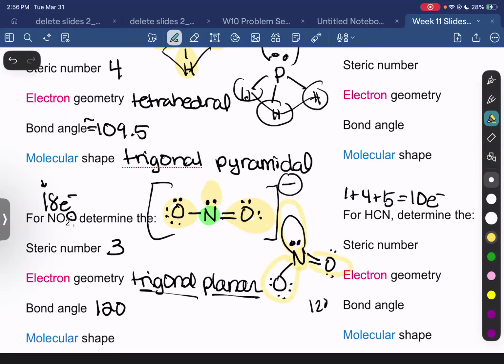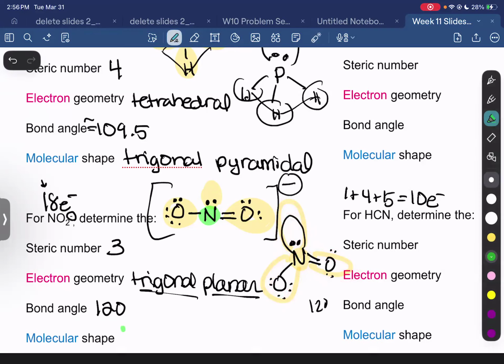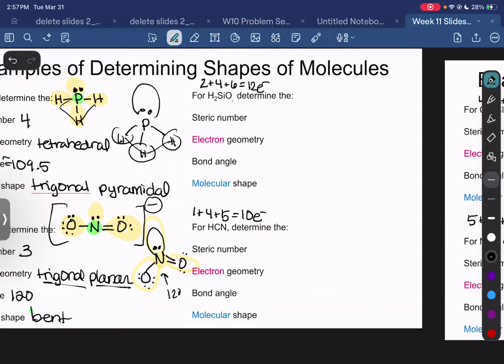Now the molecular shape, you're going to hide the lone pairs. So I'm going to hide these. And then what is this shape? It's like a bent line, right? It's bent. So the molecular shape, you can use your table, or you can actually just visualize that this is a bent line. Okay, let's do the next one.